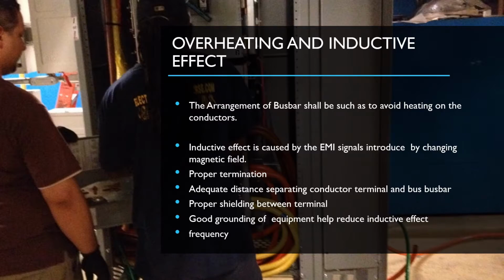So the next thing you have to do to avoid such an effect is having adequate distance separating the conductor terminal and the bus bar. The next thing that is deemed appropriate is shielding. You can have shielding between the terminals and also shielding along the bus. But it's highly unlikely for the bus bar to be shielded. However, in the case of having terminals in close proximity, we can utilize shielding for that purpose to protect against the effect of overheating.